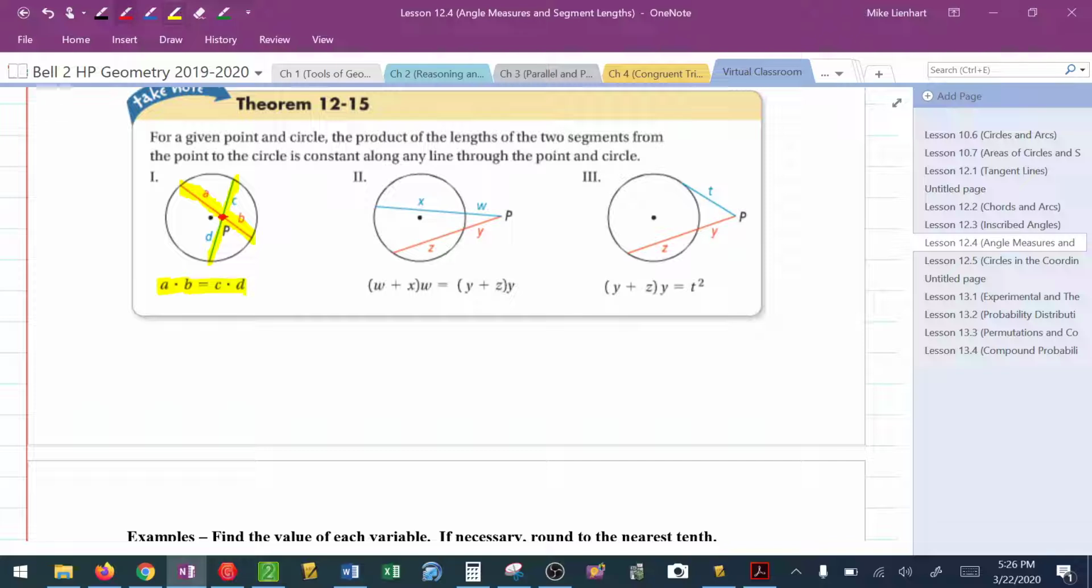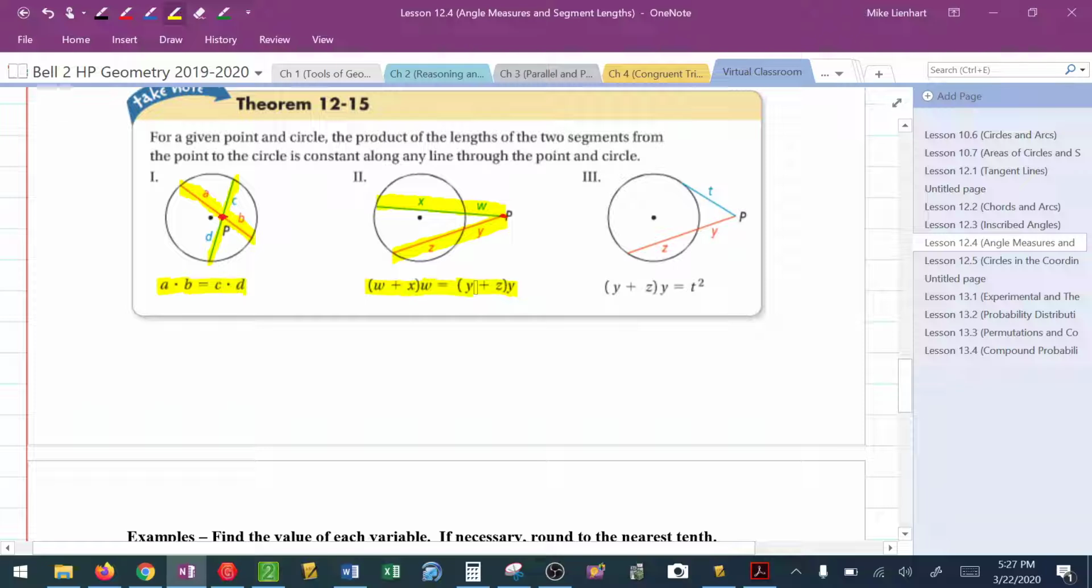Now in the second scenario, the vertex is out. No problem. Here's the way I like to think about it. The first thing I'm going to do is measure to the circle. That's our W. Then I'm going to measure to the other side of the circle. That's where this W plus X comes into play. Same thing for the other secant here. Measure to the circle, there's Y. Measure from P to the other side. That's Y plus Z. And that's how this equation gets created.